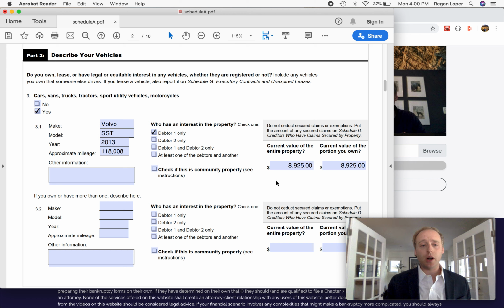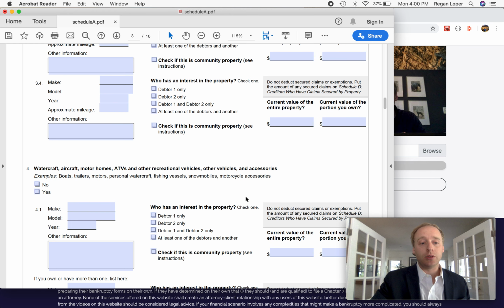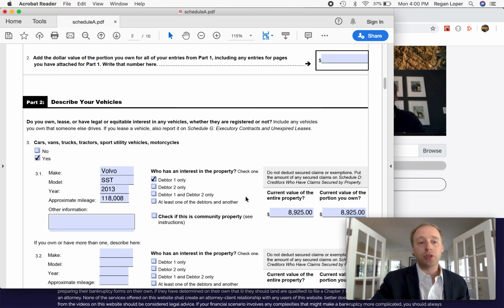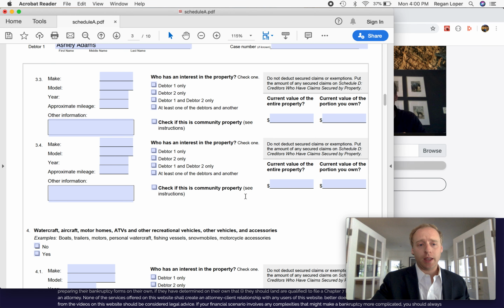She owns one car, and she lists it here. And so Ashley finishes part 2 at that. Or she didn't finish part 2. She finished the automotive part of this schedule after that.